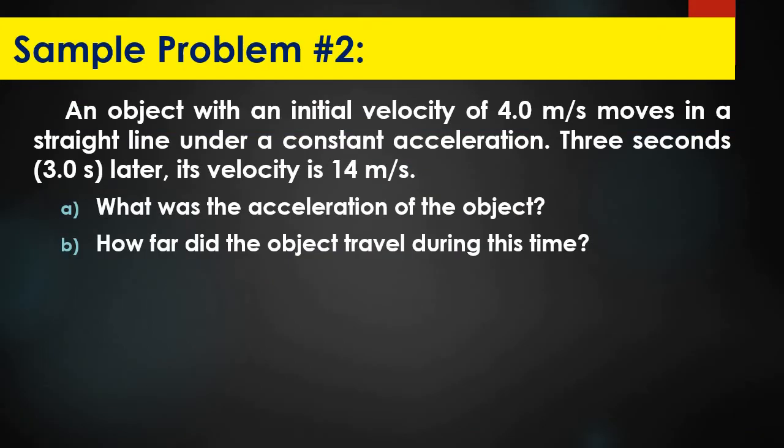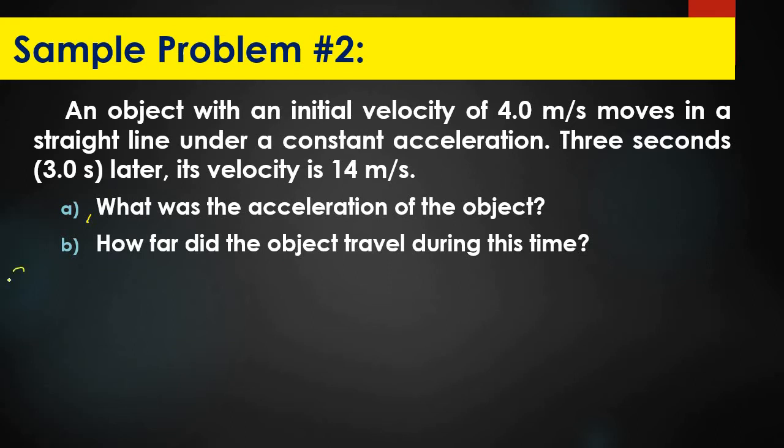An object with an initial velocity of 4.0 meters per second moves in a straight line under a constant acceleration. 3 seconds later, its velocity is 14 meters per second. Letter A. What was the acceleration of the object? Letter B. How far did the object travel during this time?